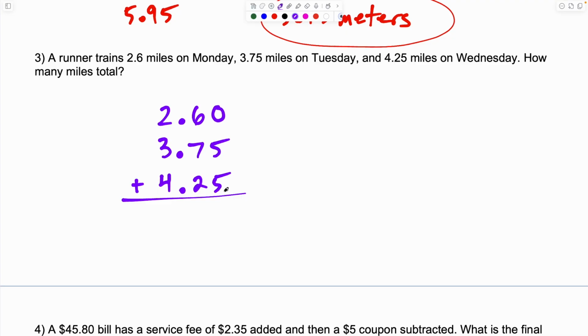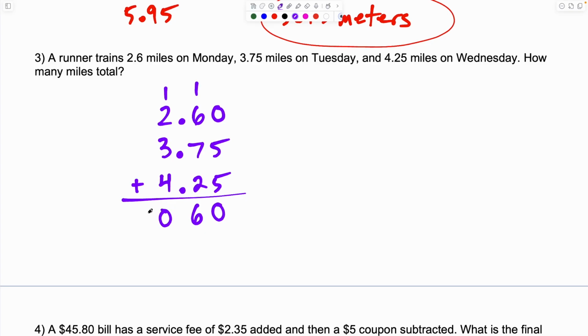So first we do 5 plus 5 is 10. So we have a 0, carry the 1. 1 plus 6 is 7. 7 plus 7 is 14. And 14 plus 2 is 16. So we have a 6, carry the 1. 1 plus 2 is 3. 3 plus 3 is 6. 6 plus 4 is 10.